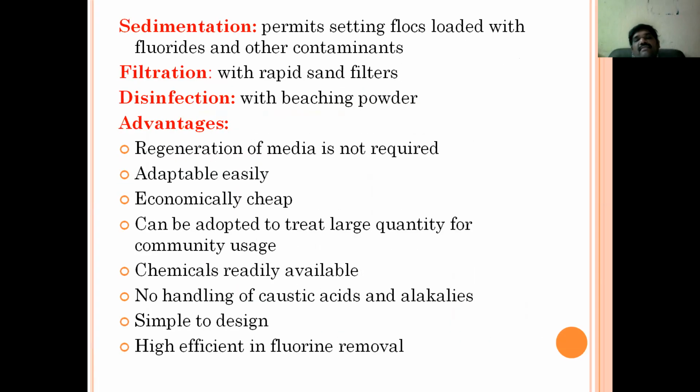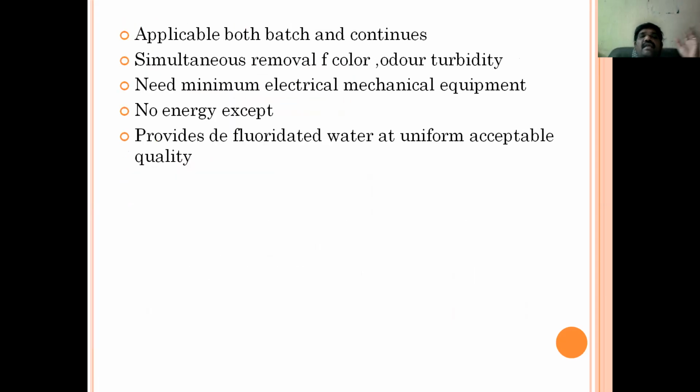Advantages: regeneration of media is not required, it is easily adaptable, economically it is cheap, and we can treat a large quantity of water. All the alums and chemicals are readily available. No handling of caustic acids and alkalis. It is simple to design and highly efficient in fluorine removal. It can be applied in both batch mode and continuous mode. Along with the removal of fluorine, unwanted color, odor, and turbidity can be removed in this step, and it requires minimum electrical and mechanical equipment.